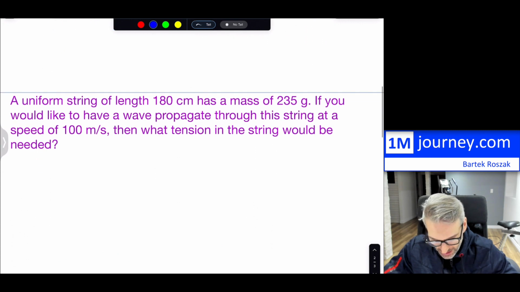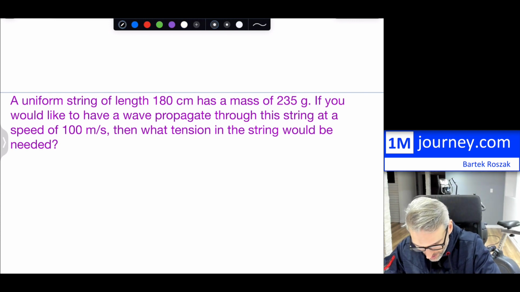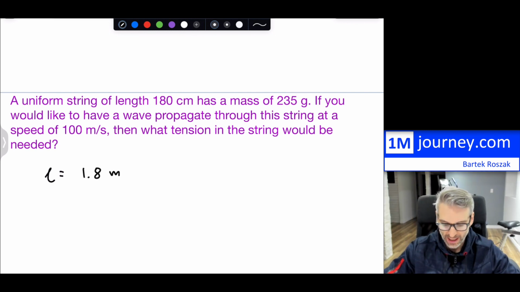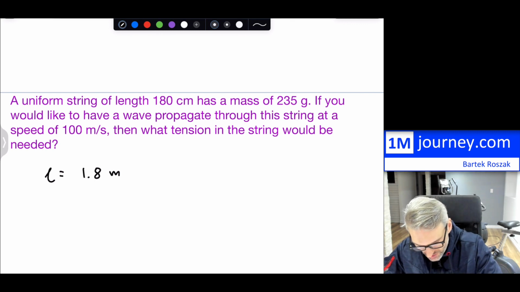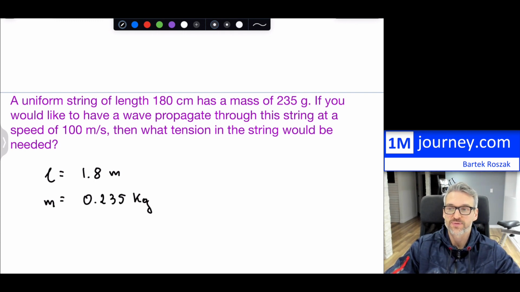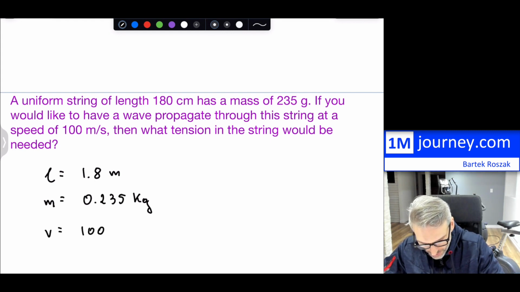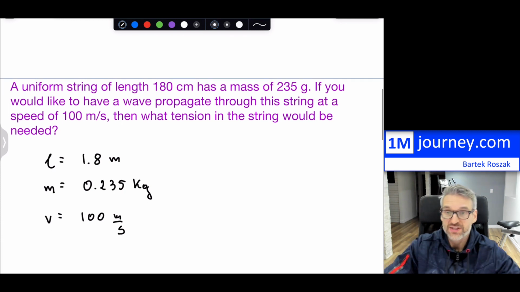Here is a pretty nice little short example. It says that we have a uniform string of length 180 centimeters. Let's write this down. Our length is 180 centimeters, so I'm going to change it back to metric units: 1.8 meters. It has a mass of 235 grams, which I'll change to 0.235 kilograms. If you would like to have a wave propagate through this string at a speed of 100 meters per second, that's what we would want.